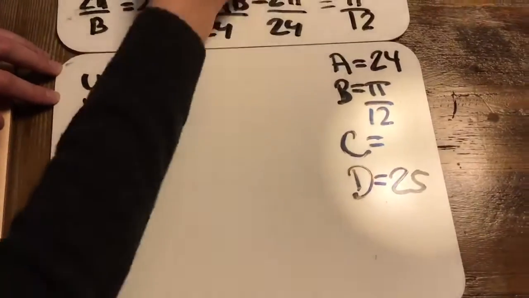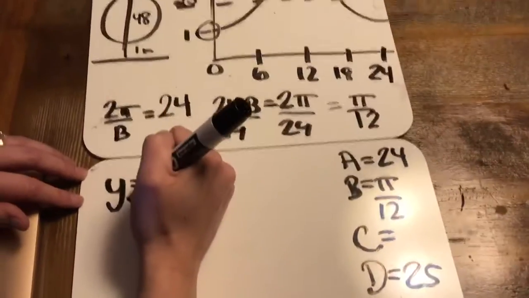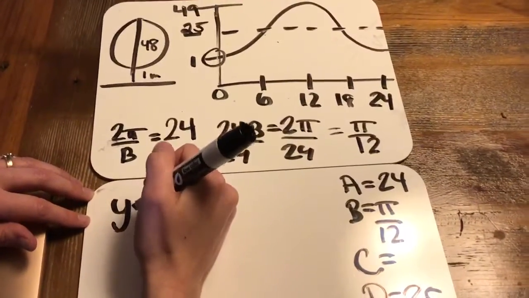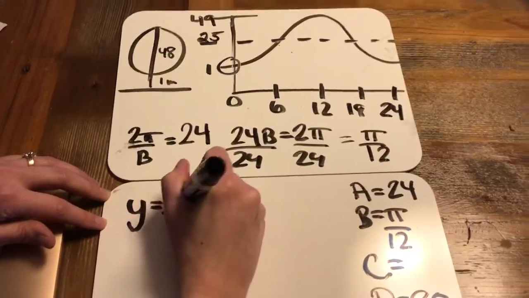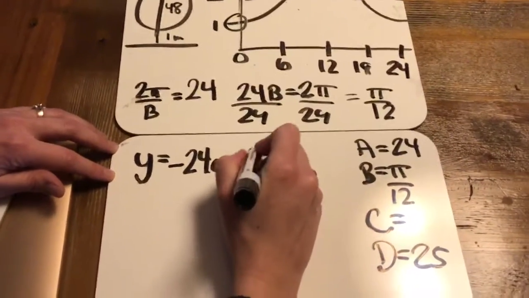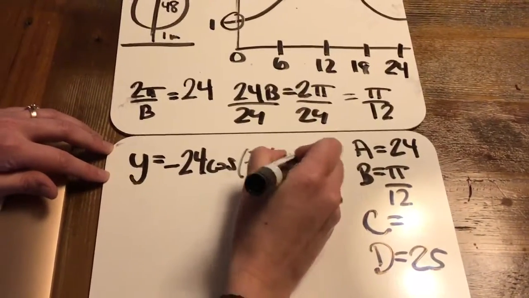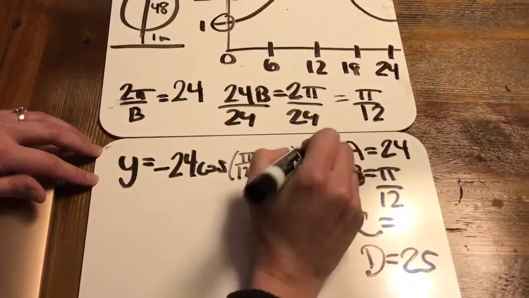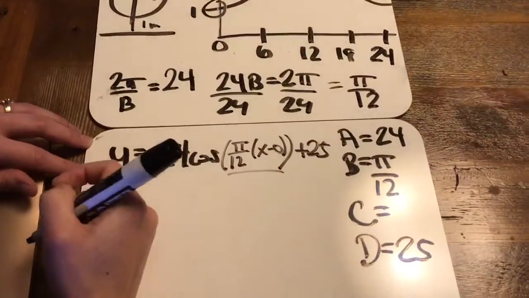Okay, so say I pick this point first, I suggest you start on one end. That means that it is a minimum, which means it would be cosine. If it's a minimum, that means it's going to start as a negative. So negative 24 cosine of pi over 12 times x minus 0, which for this one we really don't need all these parentheses right here, okay?